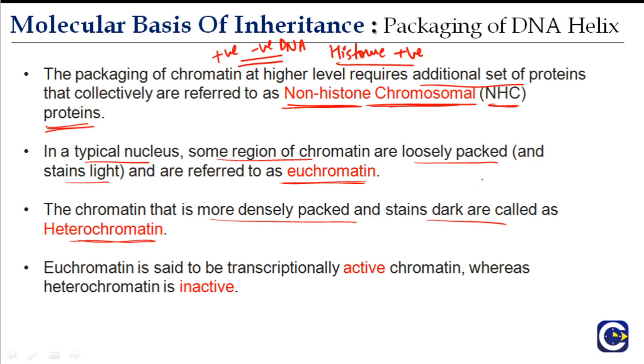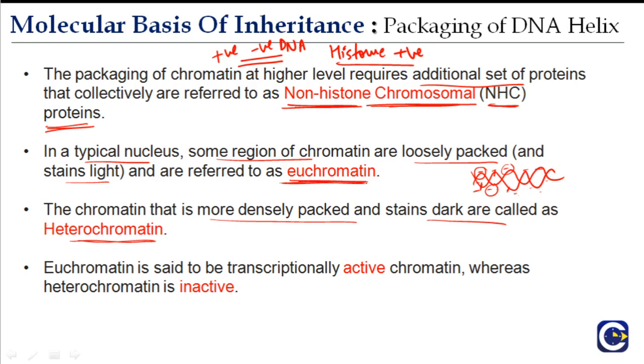For example, let's say this is the DNA molecule. Here the negative charge is equally distributed, but let's say at this particular place there are not that many histone proteins. So the amount of DNA that is exposed is more. And that is what they mean when they say that the region of chromatin is loosely packed and it stains light. That is why it is called euchromatin.